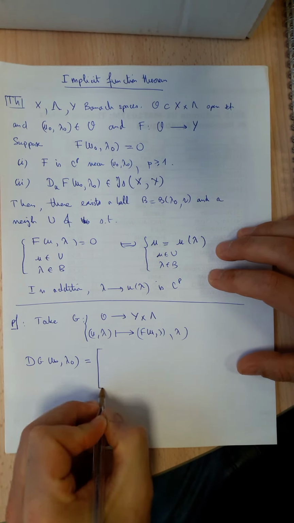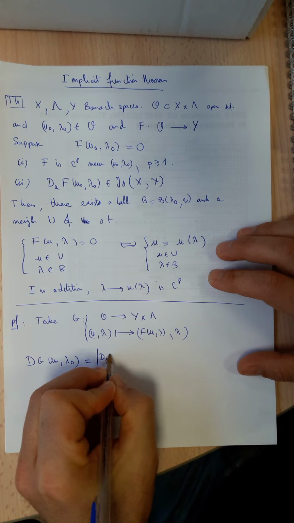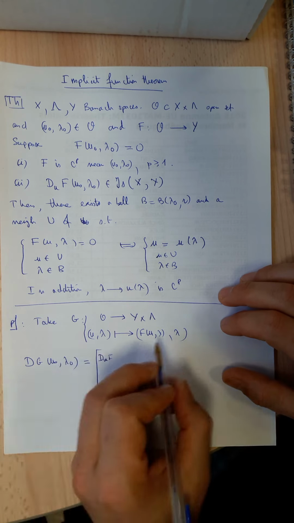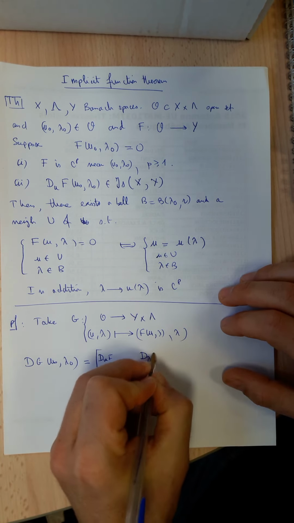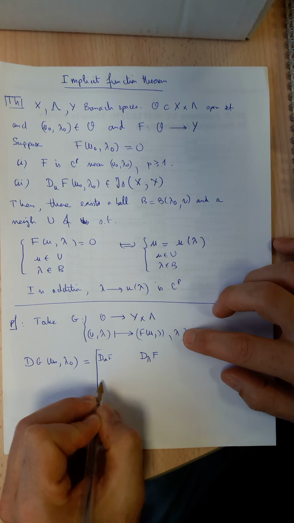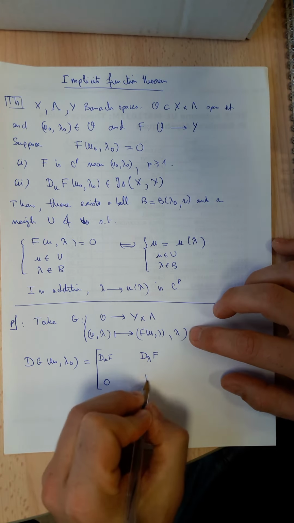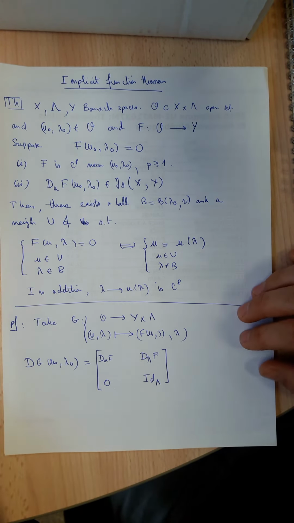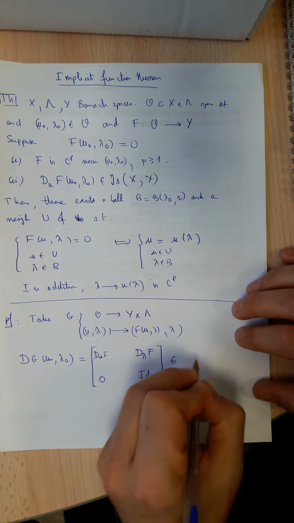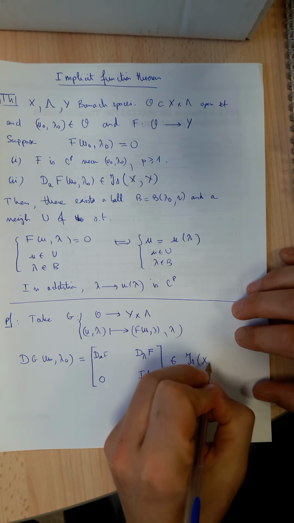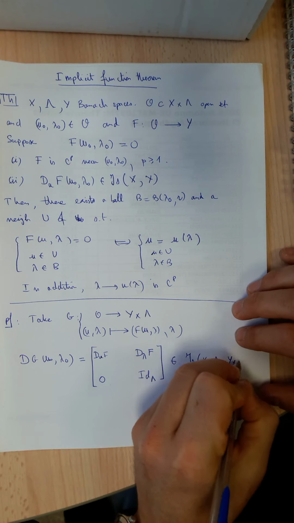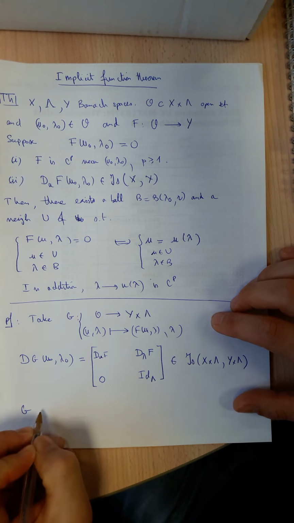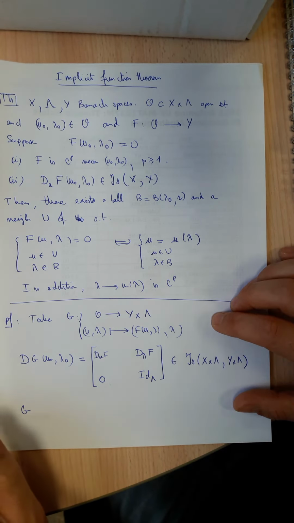So let's see. First, we have to differentiate with respect to u. We get d_u f computed at still the same point (u0, λ0). Then we have to differentiate with respect to λ. And then we have to differentiate λ with respect to u, which is 0, and λ with respect to itself gives you the identity on Λ. And so clearly, because of the form of the differential, this is going to be an isomorphism from X times Λ onto Y times Λ. So now we know that g satisfies the assumptions of the inverse function theorem.